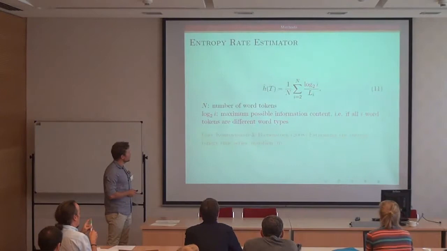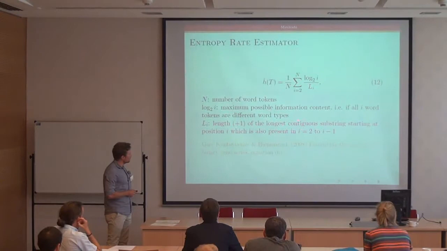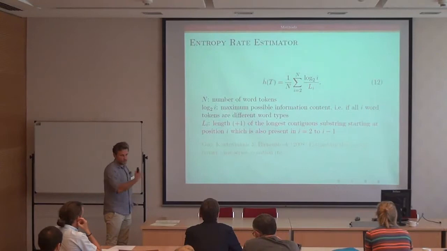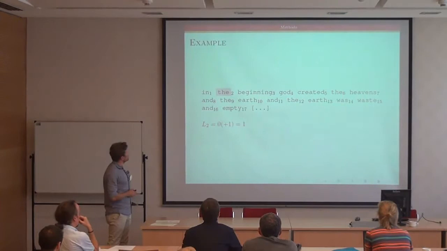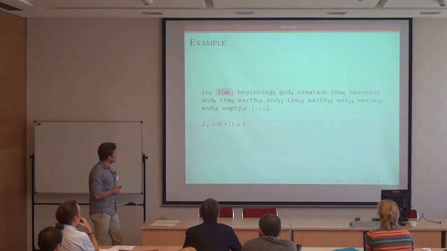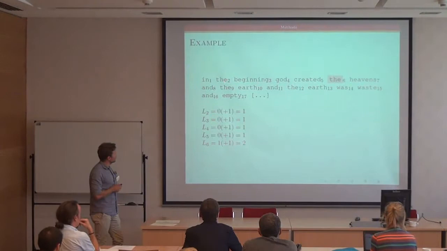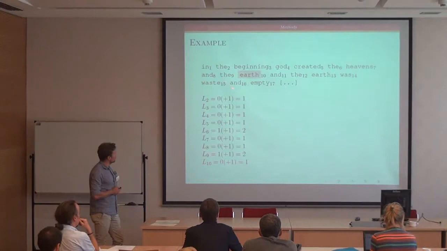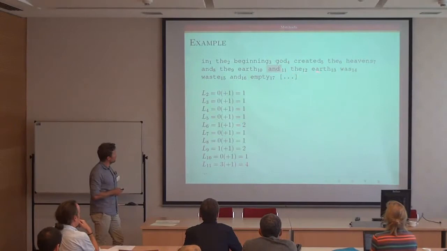And then you divide it by this length, and this length is defined as the longest contiguous substring starting at this position i, which is also present before, starting at some earlier position. So I will give you an example here. Namely, here we have the text that we use in English, the beginning of the Genesis Bible. In the beginning God created the heavens and the earth was waste and empty. At position 2, you haven't seen the before in this instance, so it's actually 0, then you have to add plus 1, otherwise you would divide by 0. So we have 1, and then as you go through the text, you're just looking back, and in this case you have seen the, so you have 1 plus 1, and you go on. Then it starts to be interesting when, at this point here, you start looking forward and you say and the earth, and you have seen and the earth before, so you have 3 plus 1 is 4.